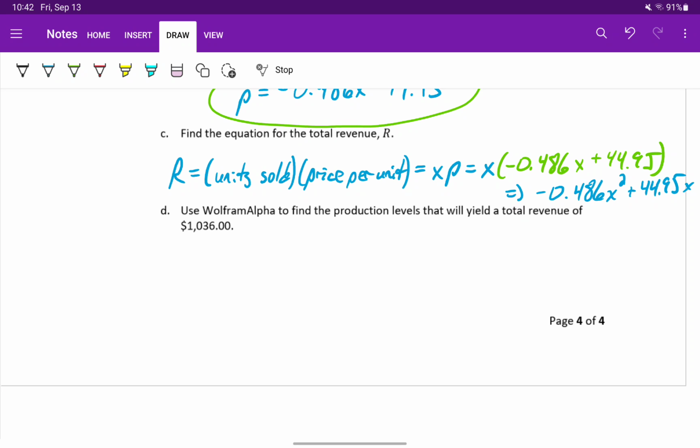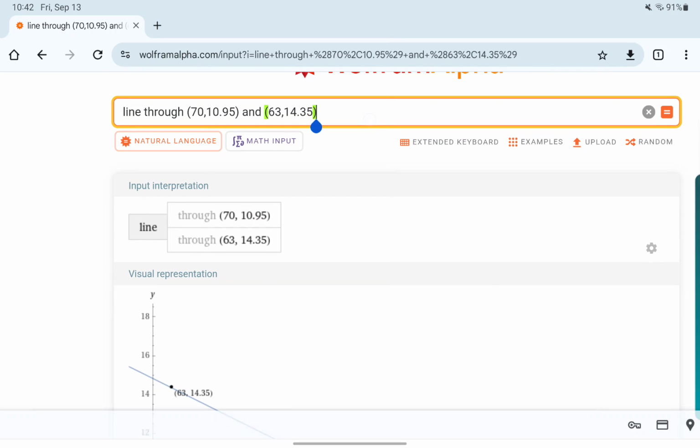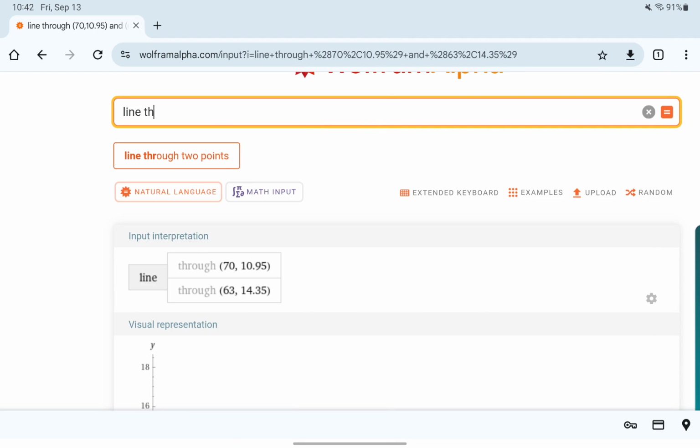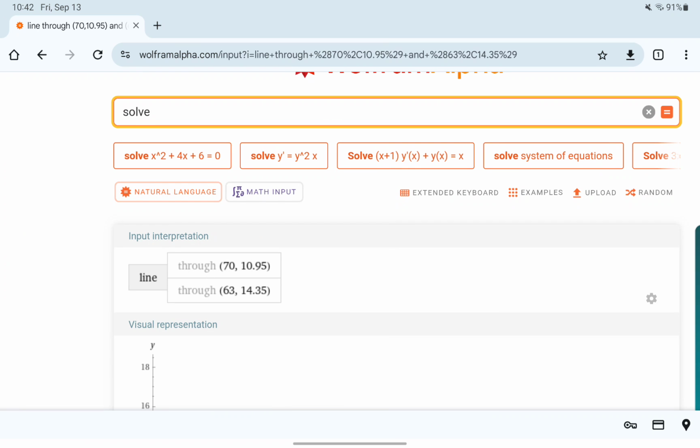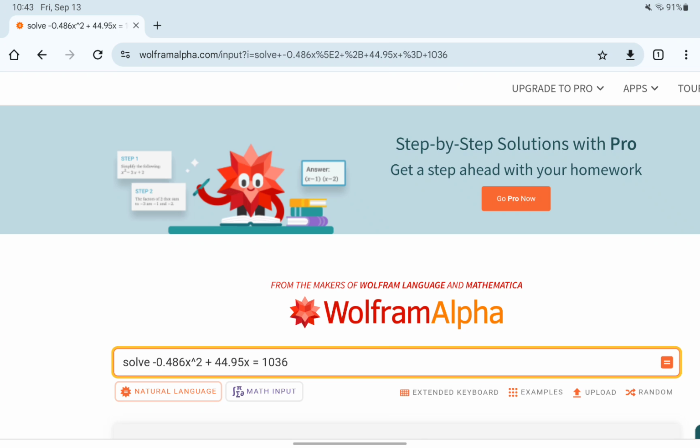and now we can solve a problem like part D, where we want to use Wolfram Alpha to find the production level that will yield a total revenue of $1,036. So to do that, we'll solve our revenue function, negative 0.486x squared plus 44.95x equal to 1,036.